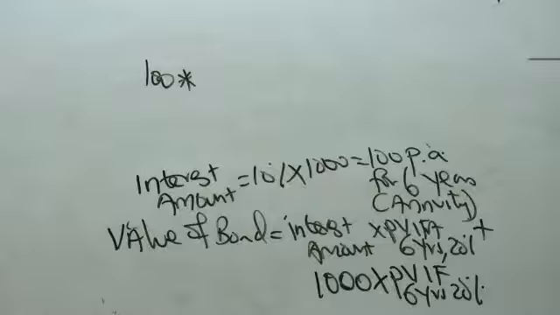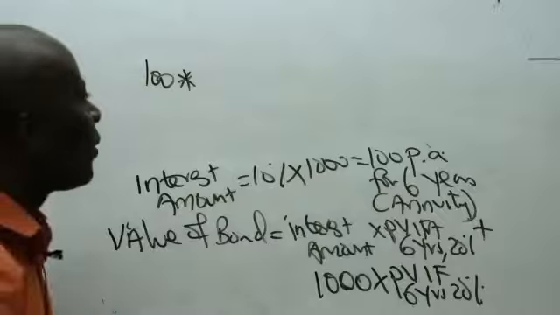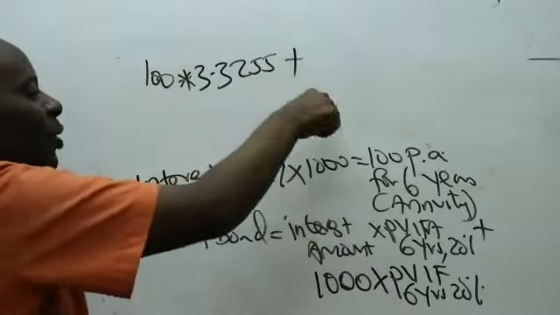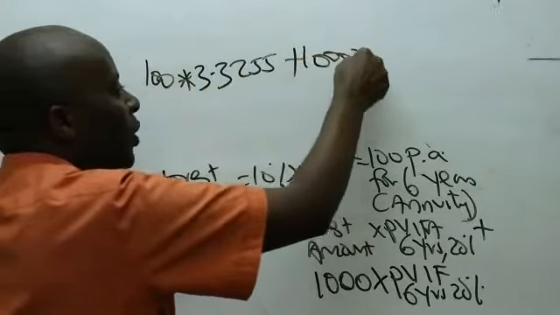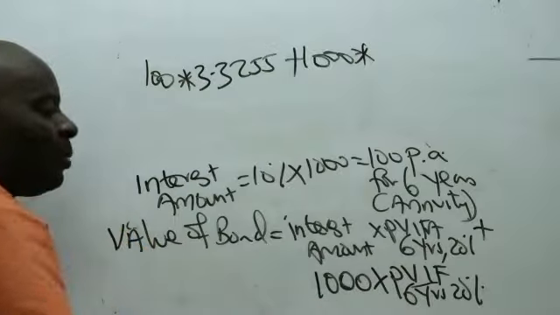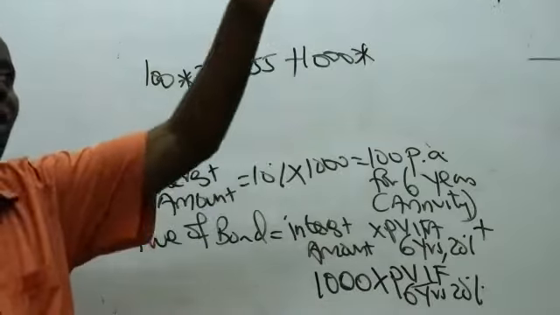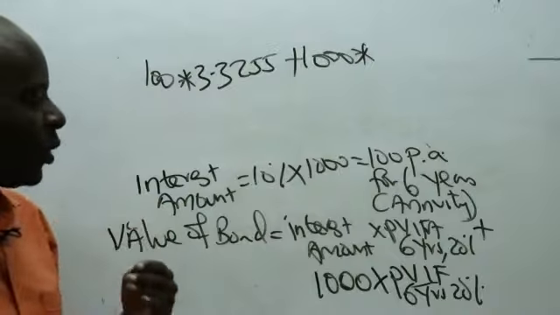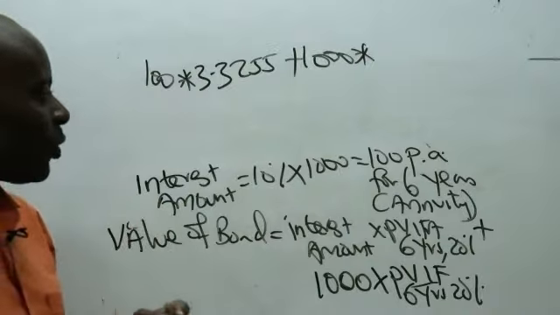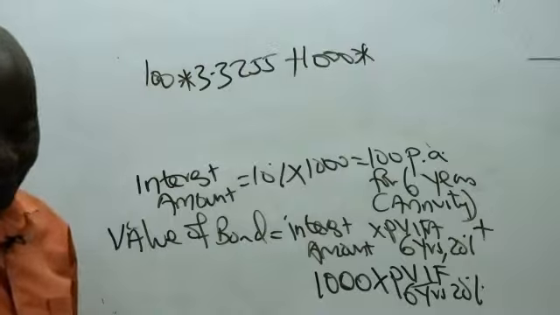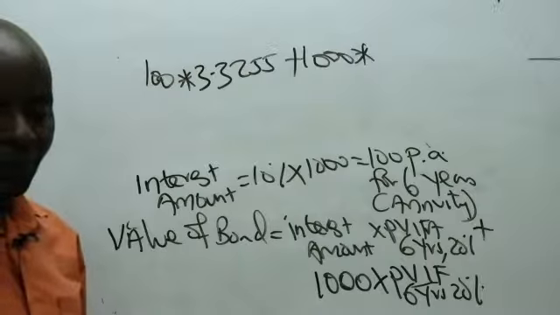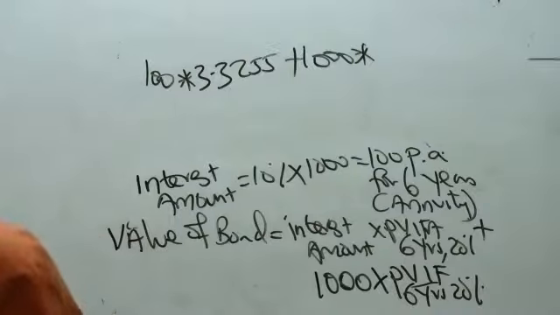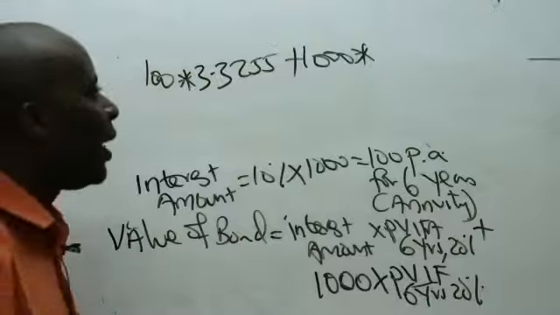Teresia says 3.3255. 3.3255 plus the redemption value, which is 1,000 times PV. Please go to your tables where you have 20% present value interest factor for 6 years. What do we have there, somebody? 0.3349.